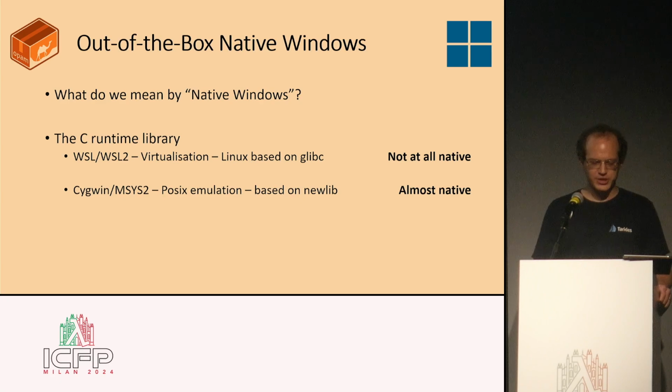There is also, from Red Hat, a solution called Cygwin, and there's a fork of that called MSYS2, and that's slightly different. It gives a POSIX emulation based on the Windows API, but based on newlib as the C standard library. So it's almost native, but still not quite. These have been supported for quite a few years in OCaml and Opam already.